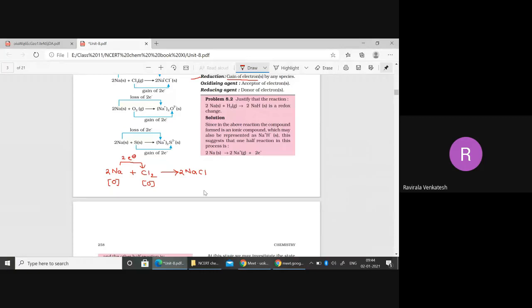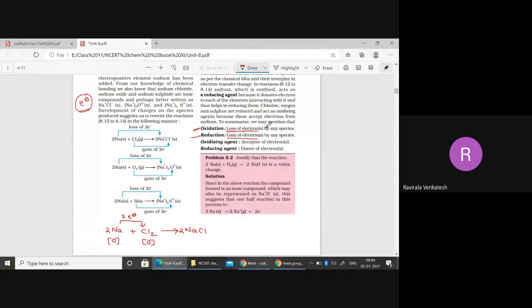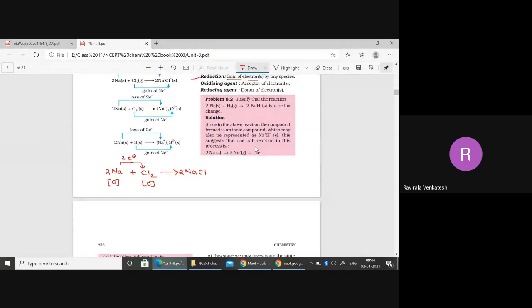Now which is donating electrons? Beta, sodium. Sodium is giving electrons to the chlorine. Now sodium is losing electrons. You observe here what happened? What is the definition? Loss of electron. Now sodium losing electron, sodium is undergoing which reaction, beta? Oxidation reaction. So this conversion is called what type of reaction here? Oxidation reaction.